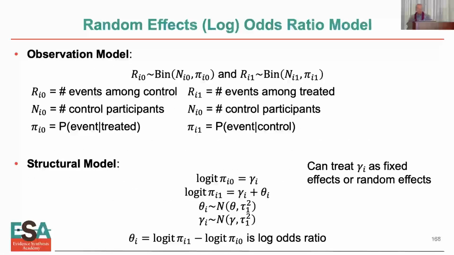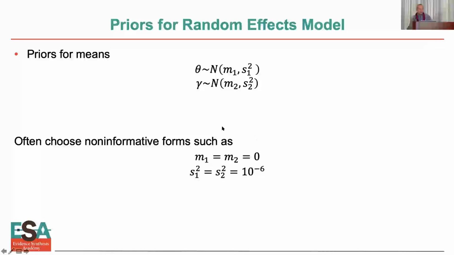All right. So then, if we had the binary data, we have a log odds ratio model. This is the same model that I showed you before. The only difference now is that we're going to put prior distributions on these parameters because it's a Bayesian model. We put priors on the theta and the gamma as well. And then we would, for example, choose normal priors, and then we would go ahead and do the computations.